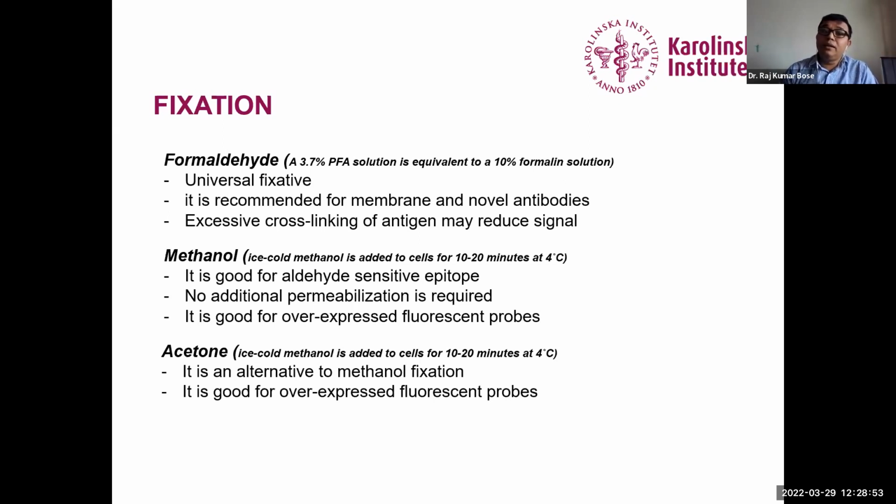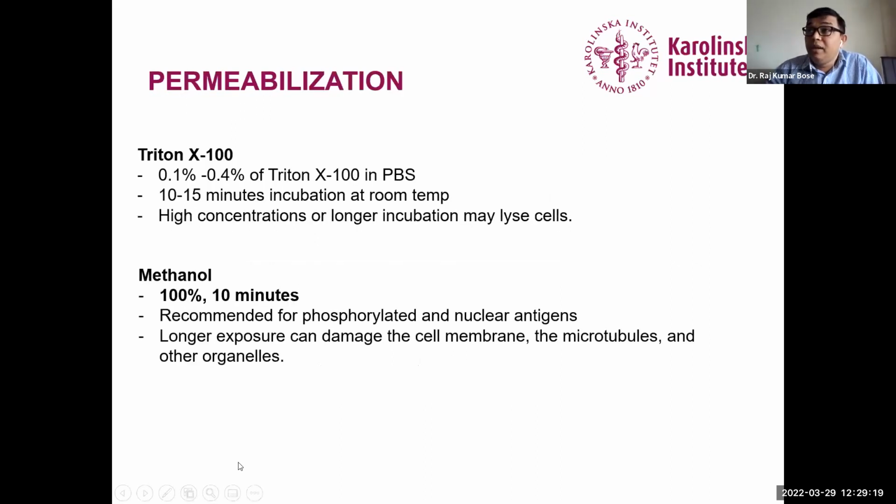And as I said, if you use an established protocol, then you do not need to think so much. You just follow it. But if you want to establish a protocol, then you have to optimize it using different fixative chemicals. When you know that your cells are fixed, then you go for permeabilization. As I told you, if you fix your cells or tissue with formaldehyde, then you need to use a permeabilization step with either Triton or methanol. You can use a concentration of 0.1 to 0.4% in PBS, and incubate for 10 to 15 minutes at room temperature. One thing you should keep in mind is that high concentration or longer incubation may lyse the cells.